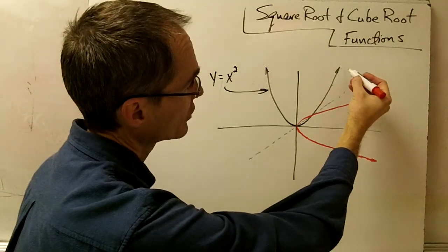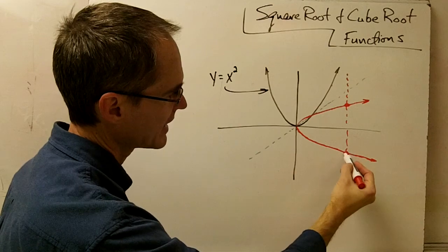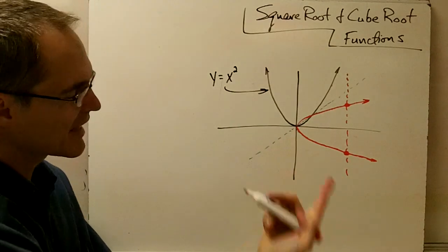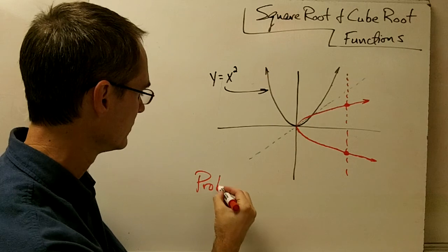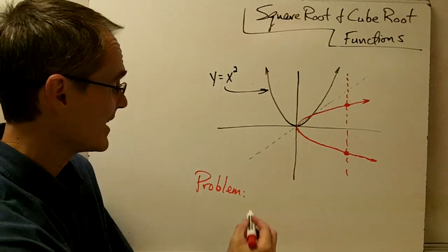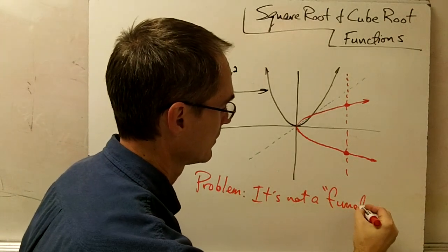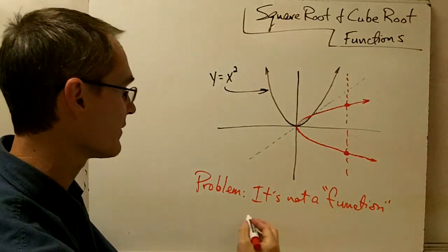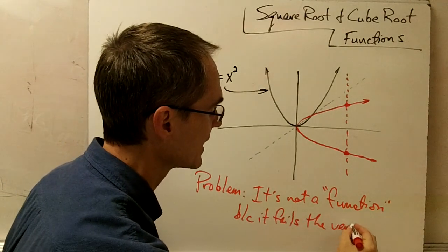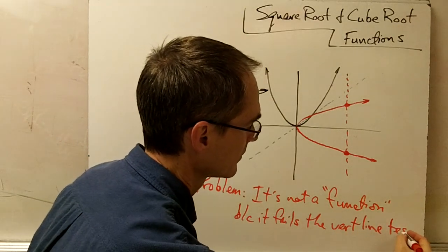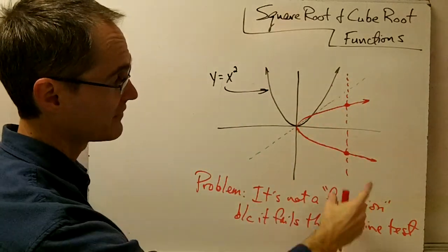In other words, if I can draw a vertical line through the graph of my function, and it hits the function in more than one place, then we say it fails the vertical line test. That's what I mean when I say, what problem do you notice with this reflected function? I could say, well, it's not a function. More specifically, it's not a function because it fails the vertical line test. In fact, this red graph here is not a function because it fails the vertical line test.